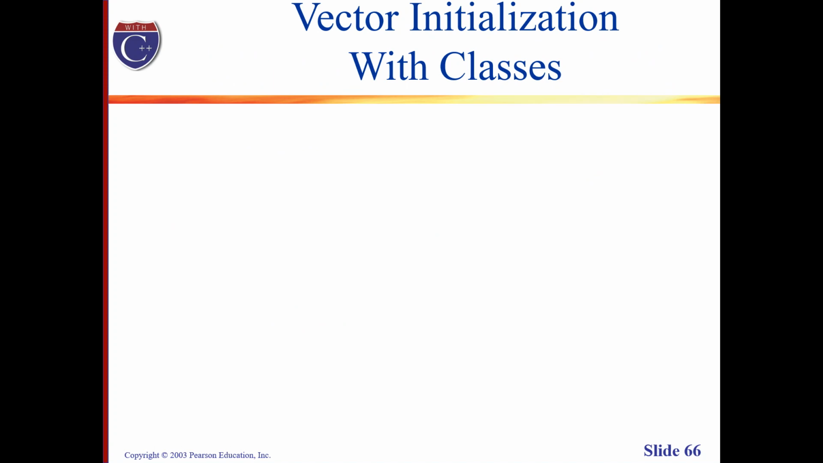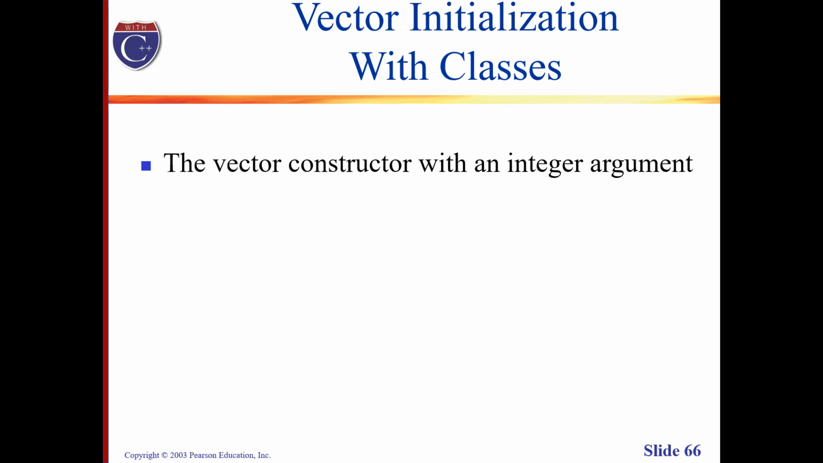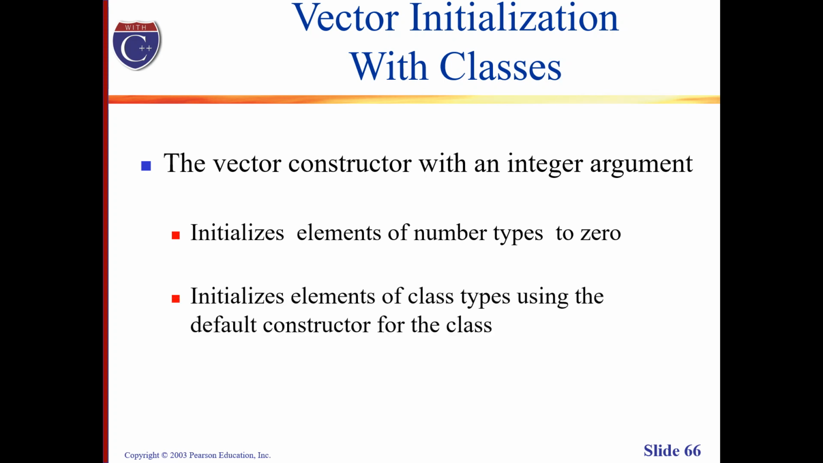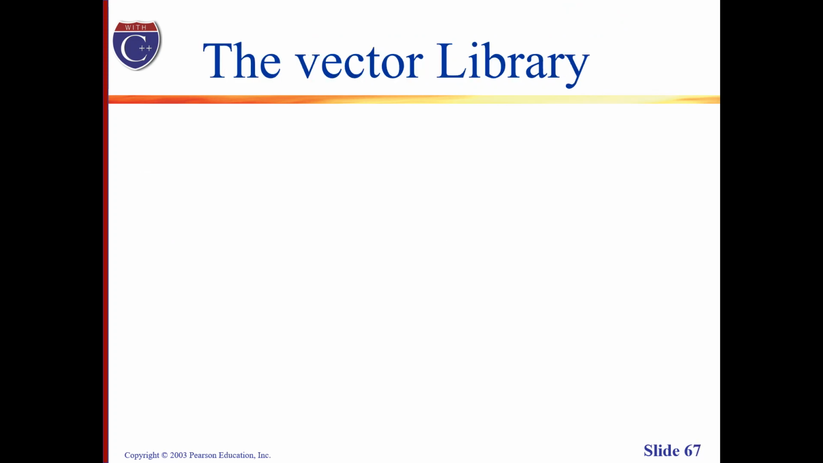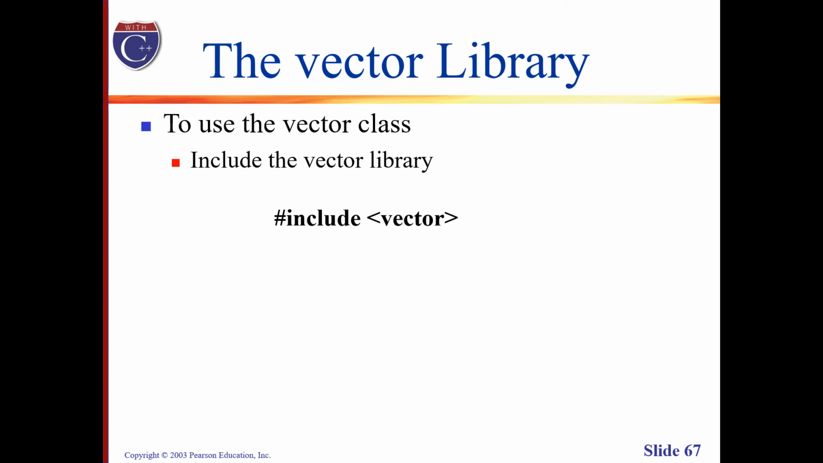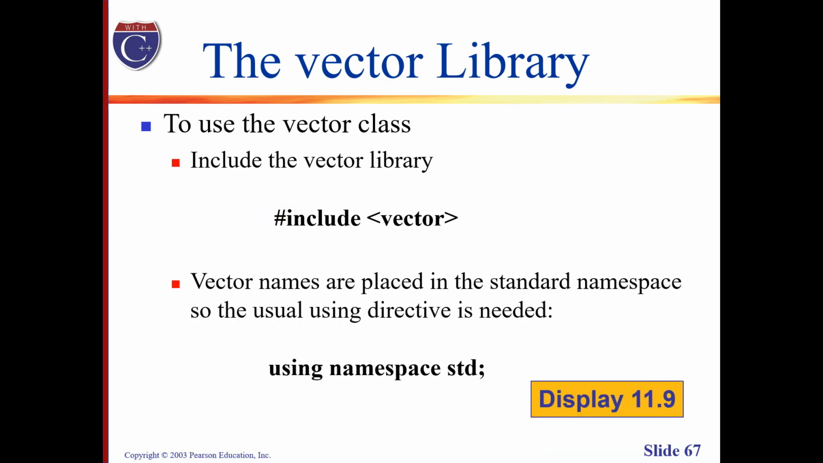So how do we initialize a vector with classes? The vector constructor with an integer argument initializes elements of number types to 0. It also initializes elements of class types using the default constructor for the class. And we also have the vector library. To use the vector class, we need to include the following include directive. As we can see here, we simply include the vector library. Vector names are placed in the standard namespace, so the usual using directive is needed.